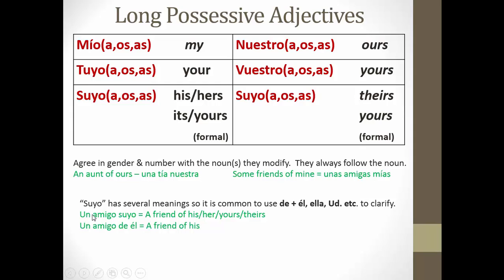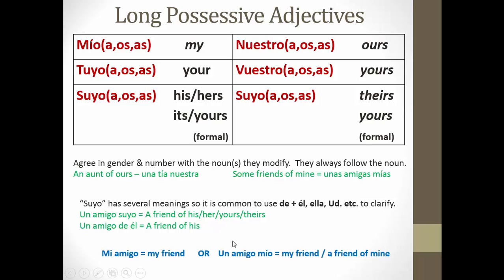So again, if you saw this top line, un amigo suyo, that could mean a friend of his, a friend of hers, a friend of yours, a friend of theirs, please forgive me. So to clarify, if I want to say a friend of his, un amigo de él.